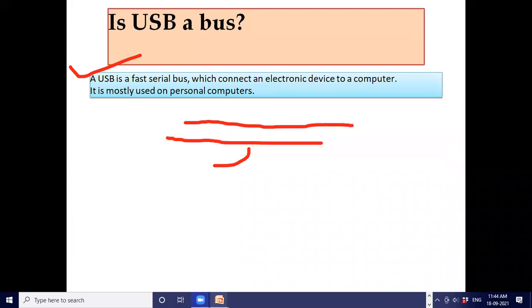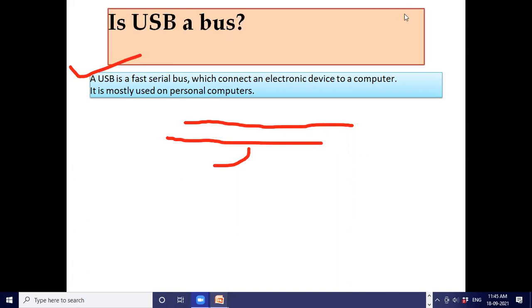The next thing is that the question may come: is USB a bus? You all know USB, yes? At least I suppose so. Yes, sir. So USB is a fast serial bus. याद रखना, सबसे पहले इसका characteristic है serial, but it is a fast one. USB is a fast serial bus which connects an electronic device to a computer. Most of the time we use it in laptops or PCs, right? So that's it. USB is a fast serial bus.